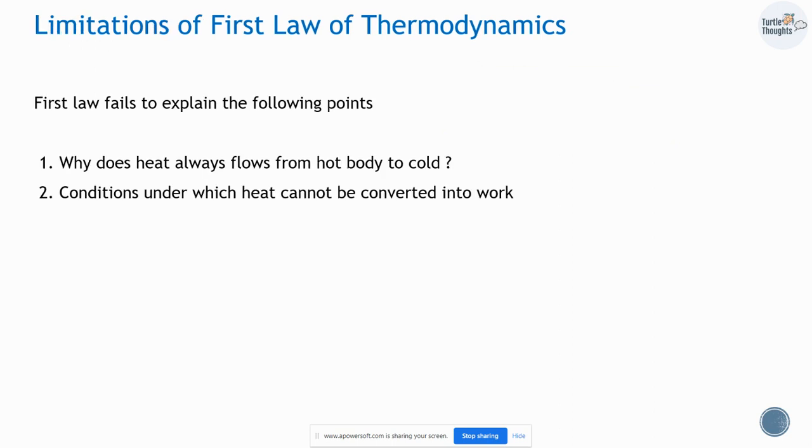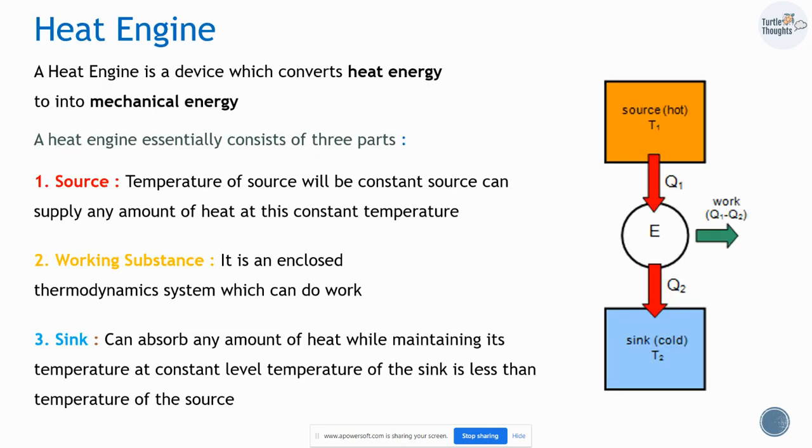Next, we have a few limitations of the first law. The first law fails to explain the following points. Why heat flows from hot body to cold body. We know that it flows from hot body to cold body, but there is no proper explanation as to why it is that way. Another limitation is that it doesn't explain the condition under which heat can be converted to work. So these are the two limitations of the first law of thermodynamics.